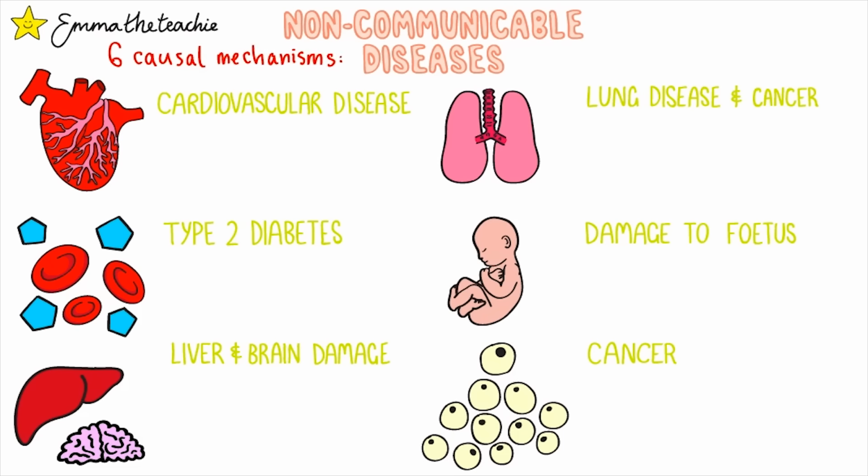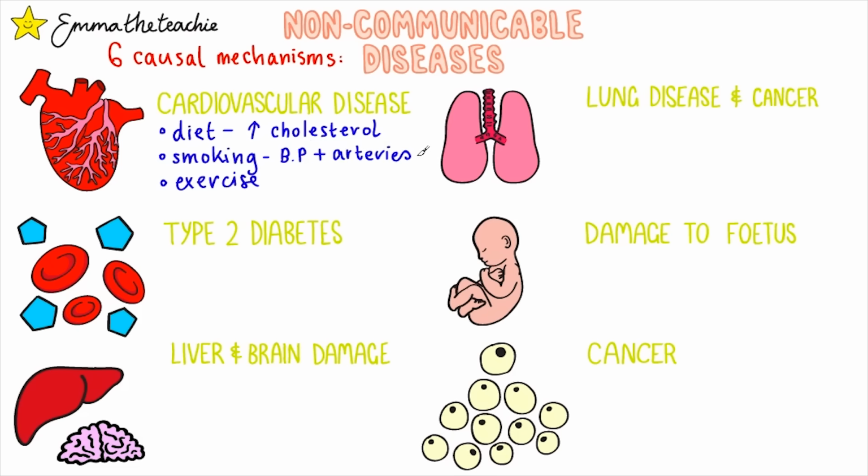The first is cardiovascular disease, which has the risk factors of diet, smoking, and exercise. A poor diet can increase the levels of blood cholesterol. Smoking can increase the blood pressure and damage the lining of the arteries. And a lack of exercise can lead to a buildup of fatty deposits in the arteries.